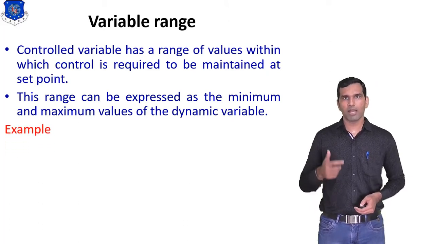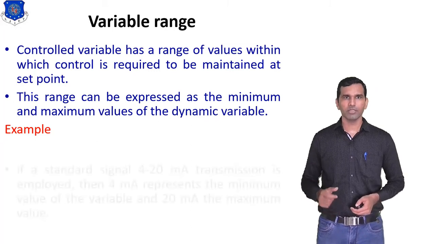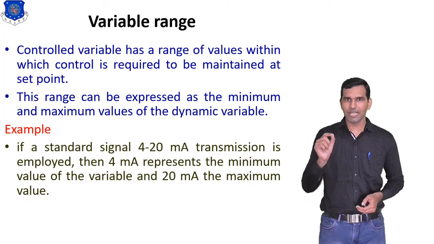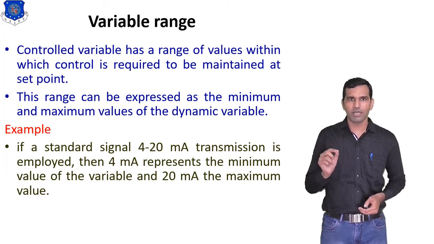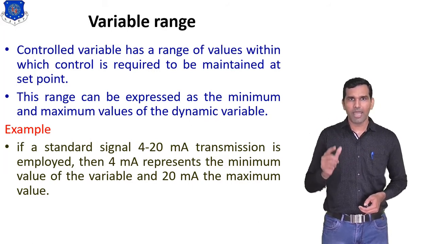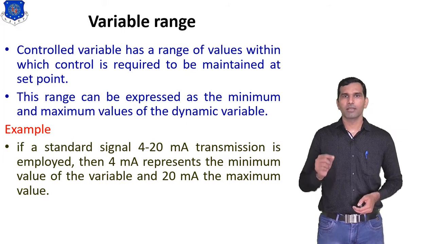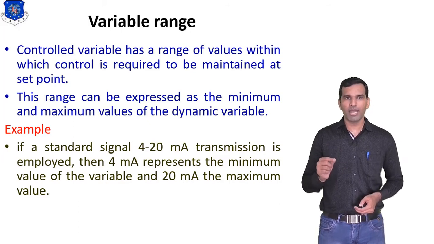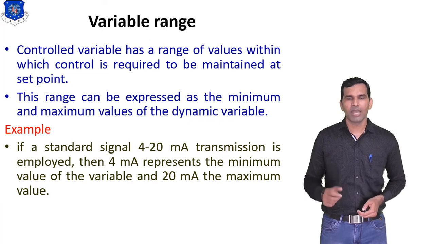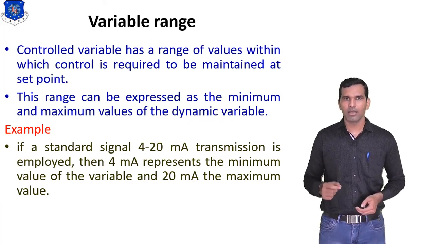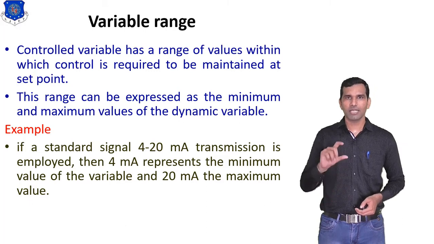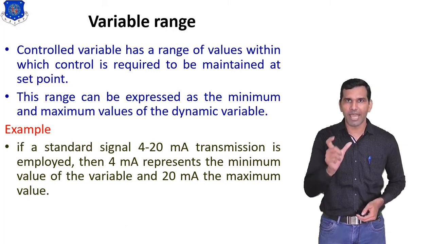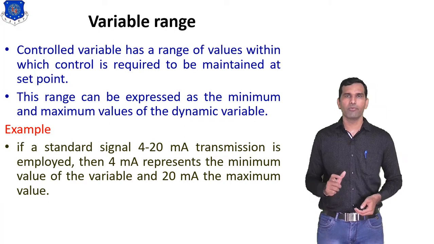Like we understand by help of this example. If a standard signal 4 to 20 milliampere transmission is employed, then 4 milliampere represents the minimum value of the variable and 20 milliampere represents the maximum value. So this indicates the variable range, or the range of the variable.